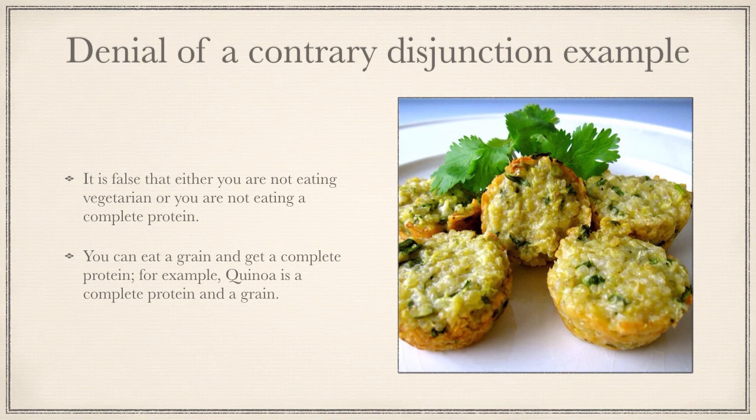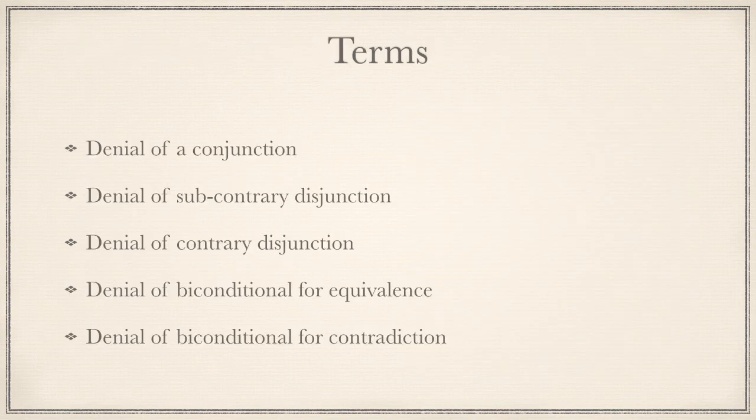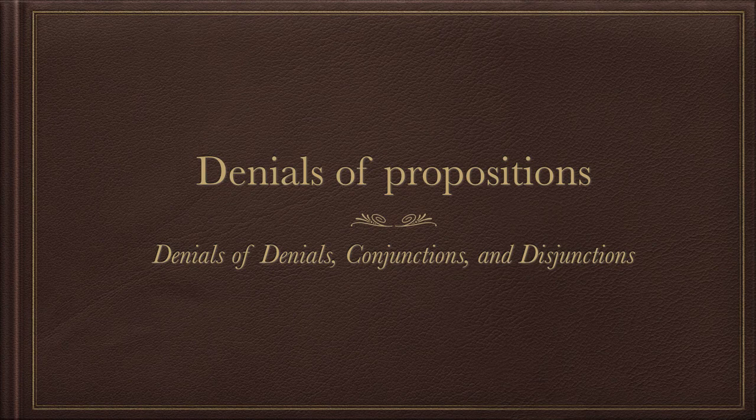Good for vegetarians. Here are the terms for this video. You should memorize these denials and be able to use them off the top of your head. This will help you in mastering reason. Okay, that's it for denials of conjunction and disjunctions. Next, we have denials of conditionals and biconditionals.